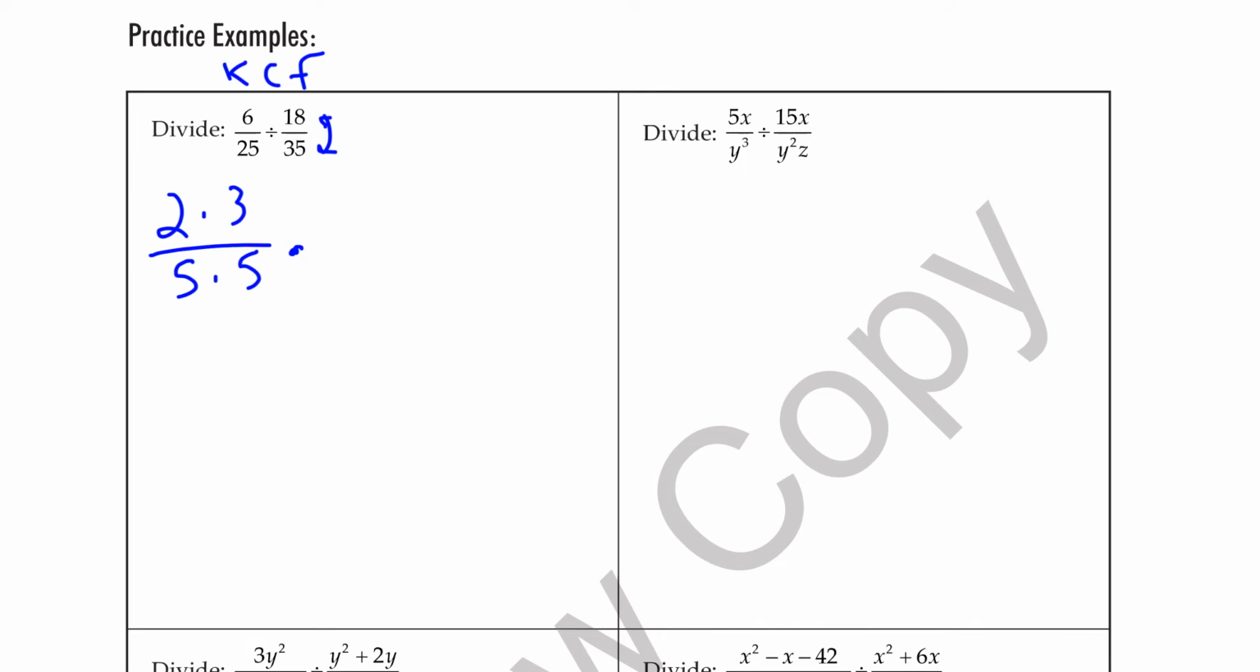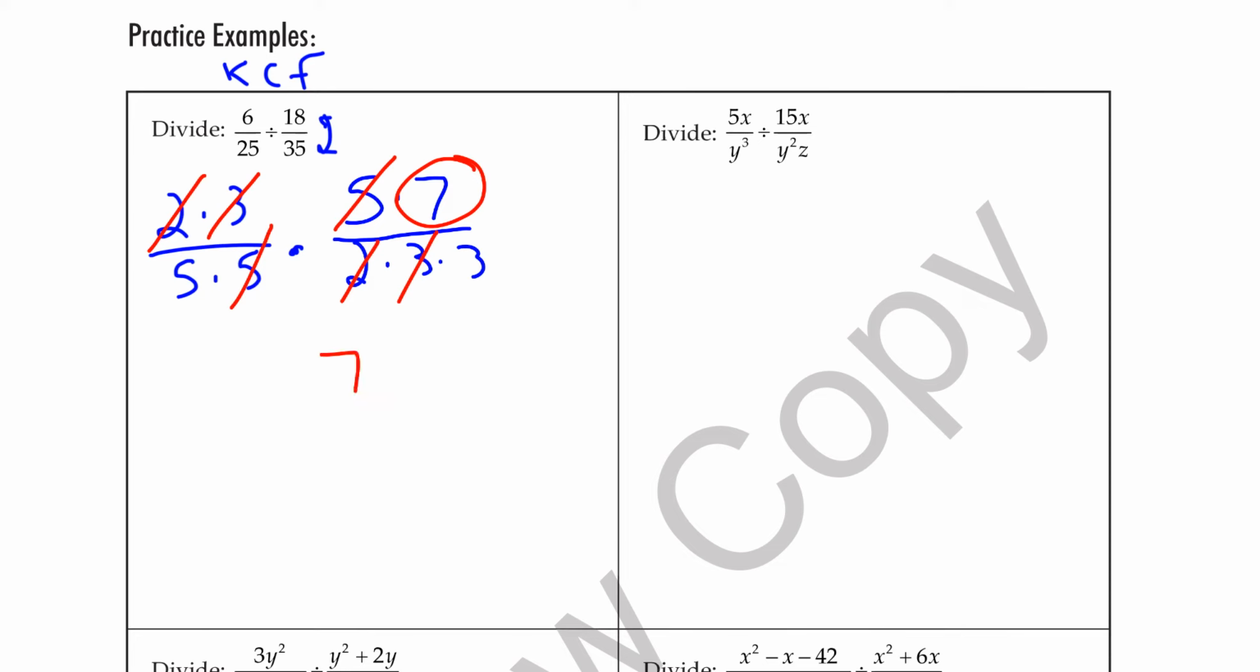Okay, so it looks like I got it off there. So we need to put the factors for 18 down on the bottom: 2 times 3 times 3. And 35 is 5 times 7. And we're going to cancel the factors that match, either diagonally or vertically. So we can cancel those 5s. We can cancel a 2 with this 2 and this 3 with this 3. So it looks like we have a 7 left in the numerator and 5 times 3, or 15, in the denominator.